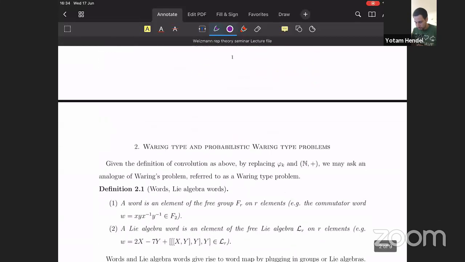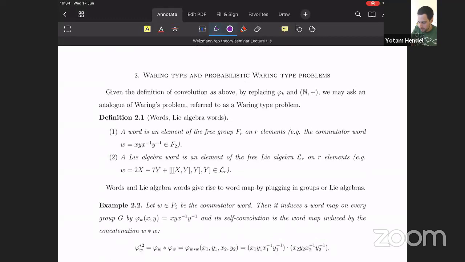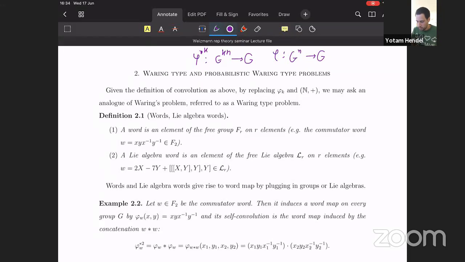Now if I have any algebraic structure, I can ask an analog of Waring's problem, and ask how many convolutions do I need. If I have some φ from G to the n to G, I can ask how many convolution powers do I need to take so that the k-th convolution power will be surjective. And we'll focus mainly on groups and Lie algebras.